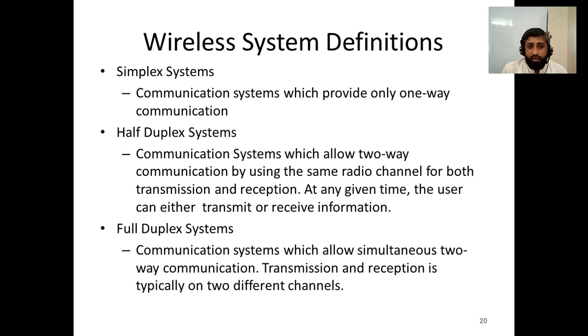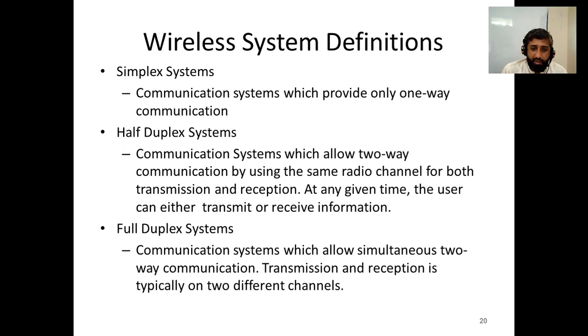Sometimes we use simplex systems like TV remote, which is actually a simplex system. It also transmits the data from one terminal, which is your remote control, to TV, but it requires only one-way communication. So we sometimes have simplex system as well.